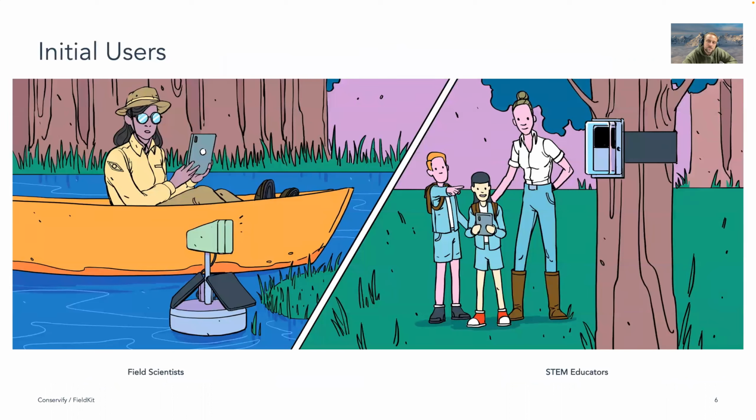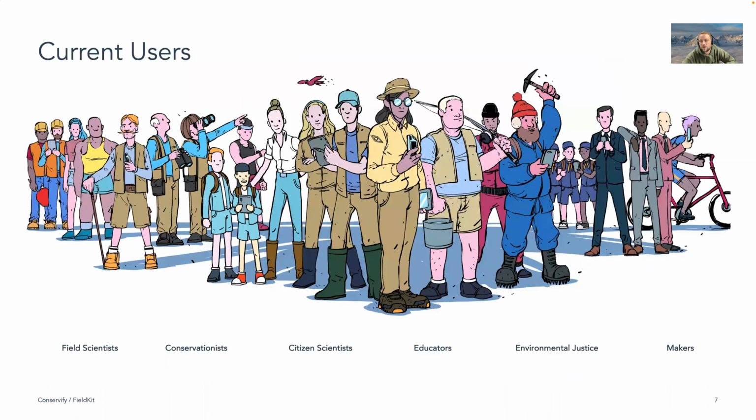When we first started doing this work, we were working a lot with field scientists, NGOs, and universities all over the world, and then STEM educators who wanted to use these tools to teach their students about a changing planet. But as we started to do more user research, we realized that there were a lot of other people who were really interested in these sorts of tools: citizen scientists, municipalities, people working on environmental justice issues, even makers and data artists who wanted a better tool to understand a changing planet.